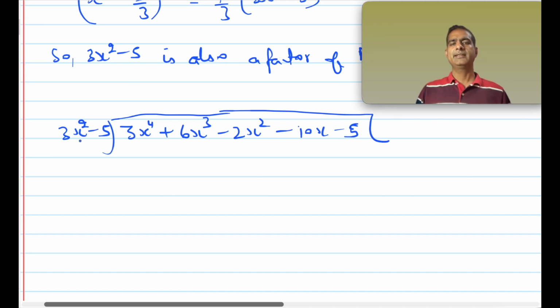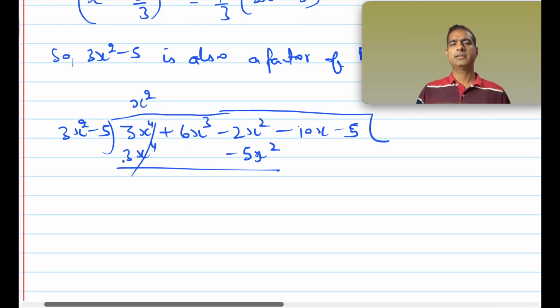So 3x square, 3x to the power 4. So I should multiply by x square. So I will get 3x to the power 4 minus 5x square. Writing the terms below the like terms. So this will cancel out. This will become positive. So it will be 6x cube plus 3x square, and we can take minus 10x minus 5 also down.